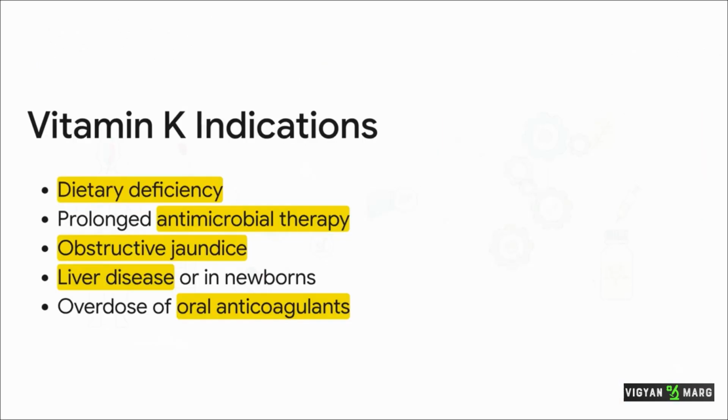Ultimately, there is really only one core reason we administer vitamin K: the prophylaxis and treatment of bleeding caused by a deficiency in those clotting factors. There are 6 classic clinical scenarios you'll be tested on. Number 1, simple dietary deficiency. 2, prolonged antimicrobial therapy. 3, obstructive jaundice or malabsorption syndromes. 4, liver disease. 5, newborns, they get a prophylactic shot. And 6, an overdose of oral anticoagulants.